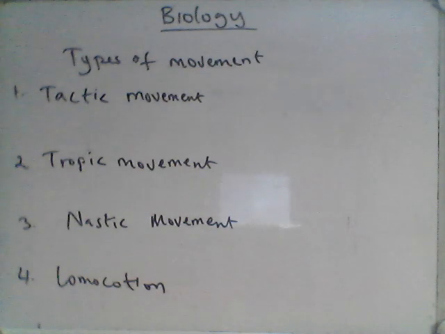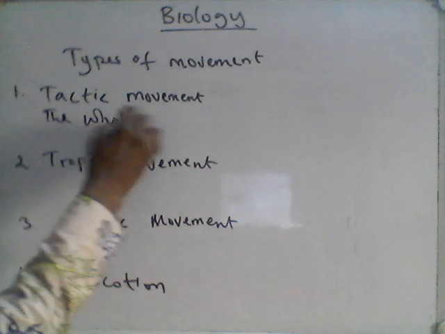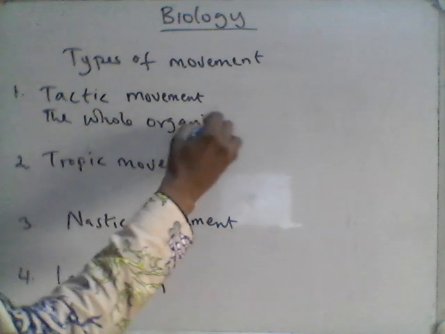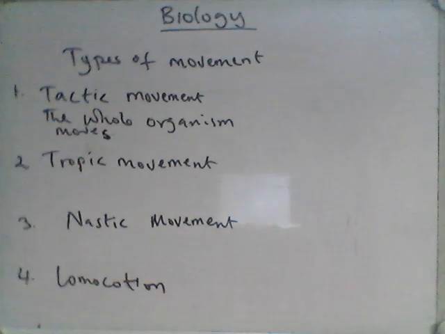Okay, so we'll go to the types of movements. Like I said, you have 4 types on the board: the tactic movement, the trophic movement, the gnostic movement, and the locomotion movement. Okay, so what are the differences? What are the key things that we have here? For tactic movement, the whole organism moves.